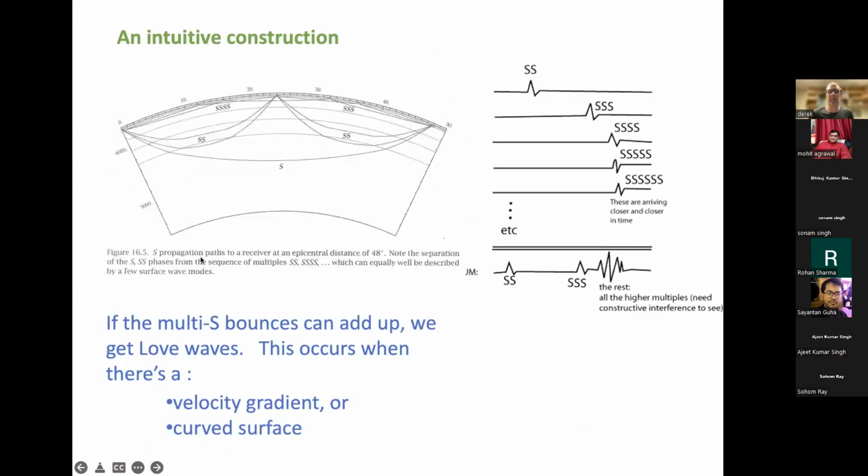We can also do an intuitive construction. So if we have multiple SH waves that bounce several times, eventually they will arrive closer and closer in time, and all these multiples will actually constructively interfere to create the love wave. And this occurs when there's a velocity gradient or there's a curved surface. So this is a method that you can create a love wave without just a simple layer over an infinite depth layer.